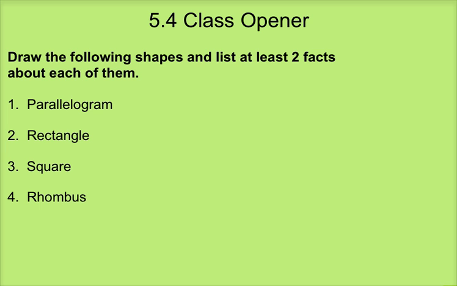Here's your class opener. Draw the following shapes and list at least 2 facts about each of them. So try to draw yourself a parallelogram, a rectangle, a square, and a rhombus.